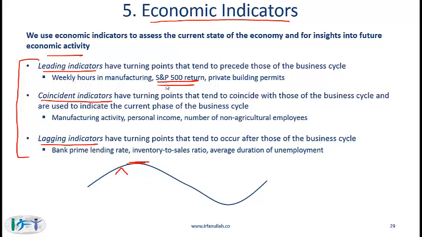Coincident indicators have turning points that tend to coincide with those of the business cycle and are used to indicate the current phase of the business cycle. And lagging indicators have turning points that tend to occur after those of the business cycle.